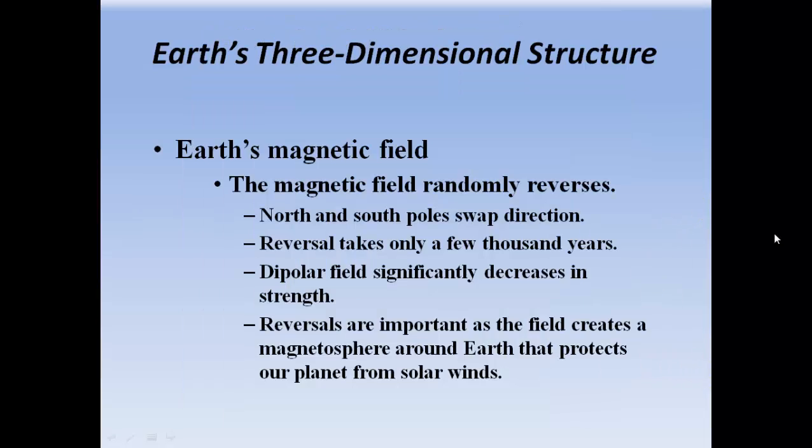The magnetic field randomly reverses. North and South poles swap directions, so the North Pole becomes the South Pole and the South Pole becomes the North Pole. Reversal takes only a few thousand years. The dipolar field significantly decreases in strength while this is happening. Reversals are important as the field creates a magnetosphere around the Earth that protects our planet from solar winds.